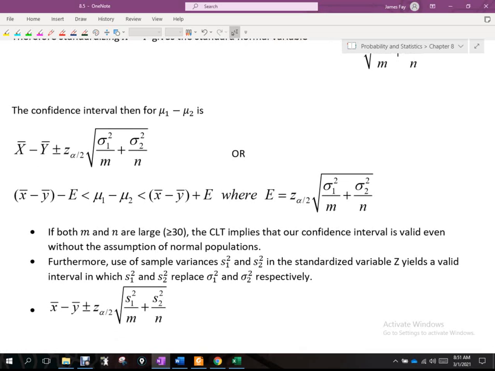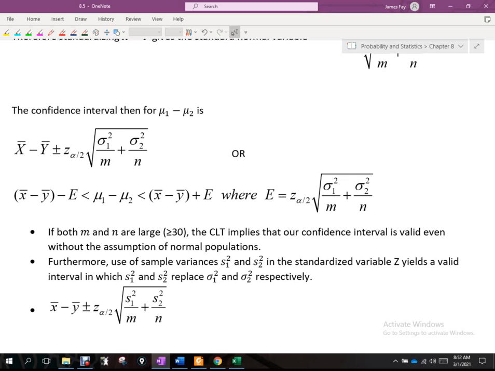Our confidence interval can be X bar minus Y bar plus or minus the z-score of alpha over 2, sub alpha over 2, which just tells us if we're looking at 95%, 99%, 90%, whatever it may be. So that's that 1.64 number, 1.96 number, 2.58 number if we're looking at 90, 95, and 99%. And then times the square root of the variance from population 1 divided by its size plus the variance of population 2 divided by its size.